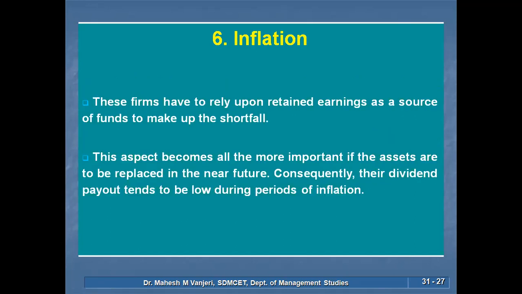So if this is the situation, these firms have to rely upon retained earnings as a source of funds to make up the shortfall. In my example, the company has purchased the machinery for 1 crore rupees, and after 10 years the life of the machine ends and the company has to replace the machinery. But in the funds, they will have only 1 crore rupees, and the price of the machine has increased to 1 crore 20 lakh rupees. So from where will the additional 20 lakh rupees come? The company will take 20 lakh rupees from the retained earnings as a source of funds to make up the shortfall, so that they can purchase and replace the old machine with the new one, so that the production continues.